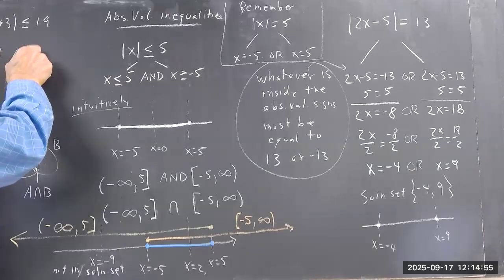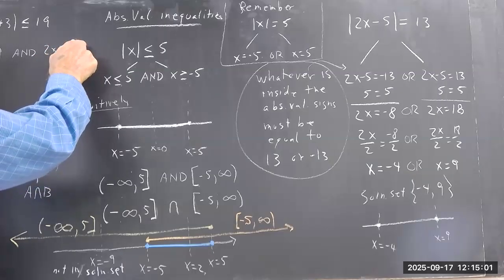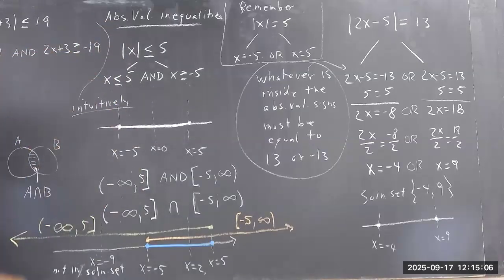And it's got to be greater than or equal to negative 19. Okay? Because if it was less than negative 19, that would be like negative 20. If what's in the absolute value signs is equal to negative 20, the absolute value wouldn't be less than or equal to negative 19. Another aid might be this.